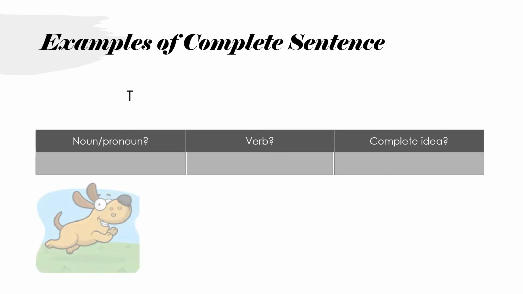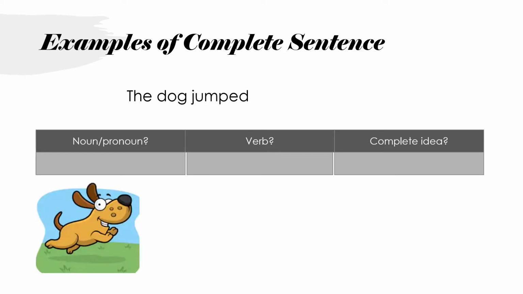One more example. The dog jumped. Is this a complete sentence? It has a noun, which is the dog. Does it have a verb? Jumped is a verb. It is the past tense of jump. Does this complete the idea?